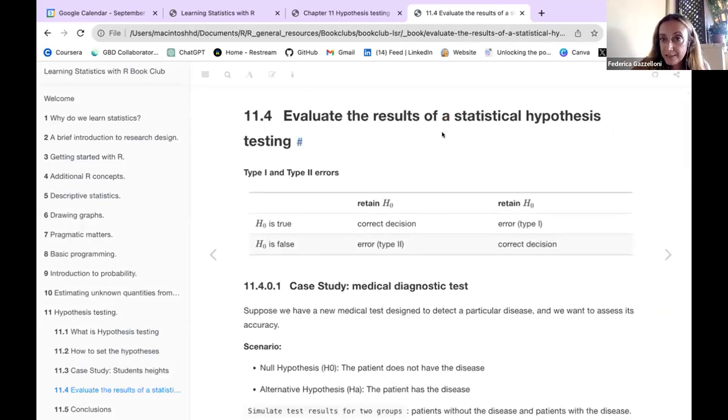And so when we evaluate the results of a statistical hypothesis test, we can commit two errors, a type 1 error or a type 2 error. This is when our null hypothesis results as true, so we are within our range, our threshold, but in reality, effectively, the null hypothesis is not true. So we should reject the null hypothesis. We do not reject the hypothesis, and we commit an error.